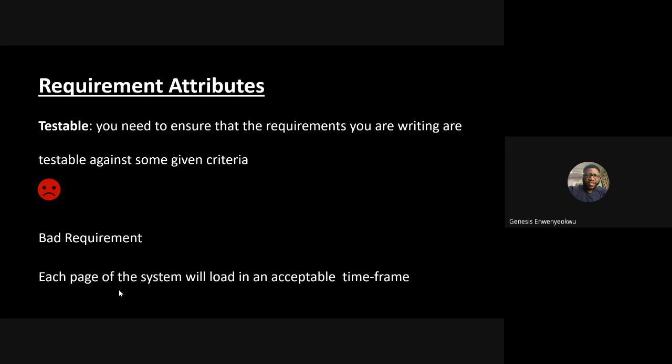And the last one is that your requirements must be testable. Your requirements must be testable. And you need to ensure that the requirements you are writing are testable against some given criteria. An example is this. If I say to you that each page of the system will load in an acceptable time frame, what do you think I'm referring to as an acceptable time frame? What would be your guess of what I'm saying to mean? What do you think I mean by acceptable time frame? What time frame is acceptable to me?